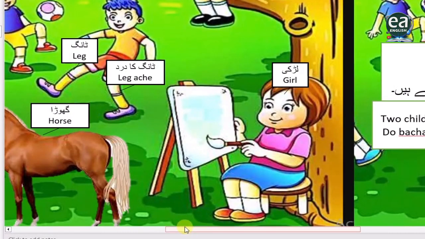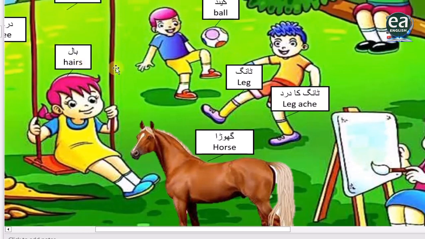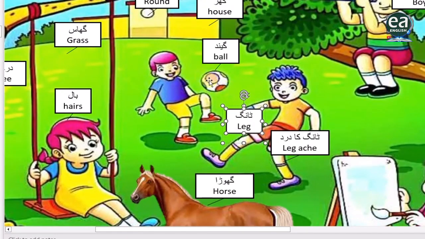A horse. And how do we call it in Urdu? Ghoda. And what are there over the head of this boy? Deer. What we say in Urdu? Ba. And what is he stretching? Leg. What we say in Urdu? Tongue. Yes. And the pain of the tongue is tongue ka dard.